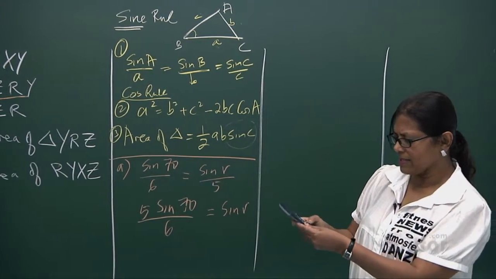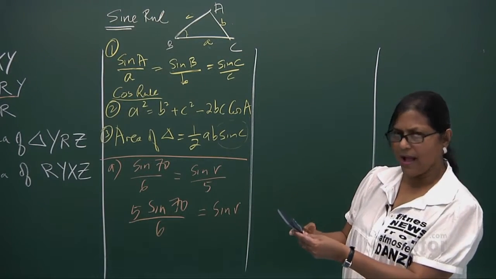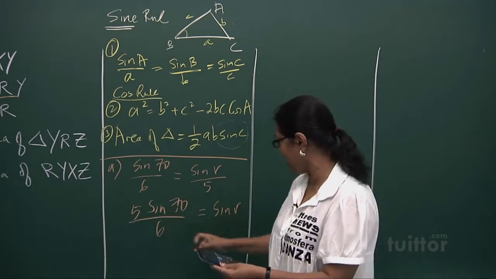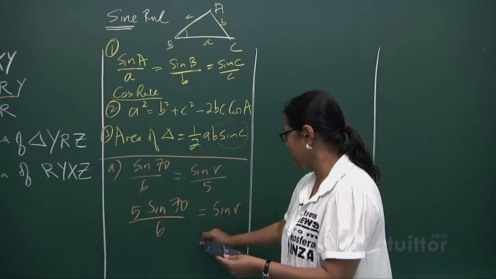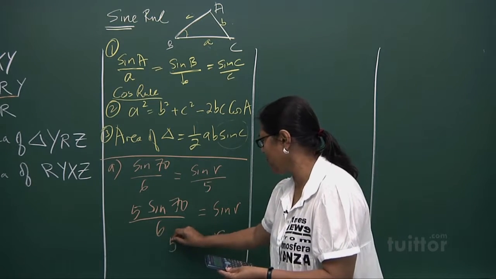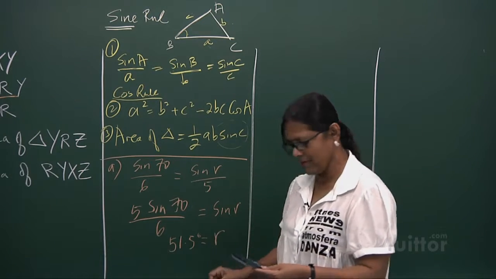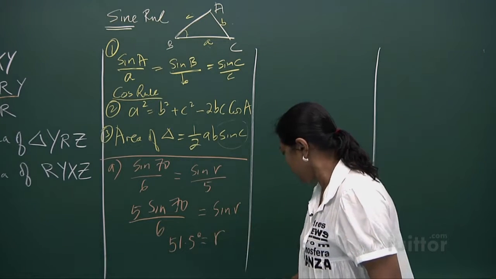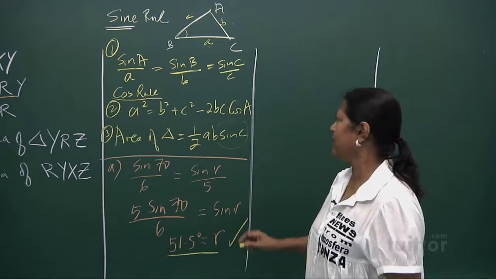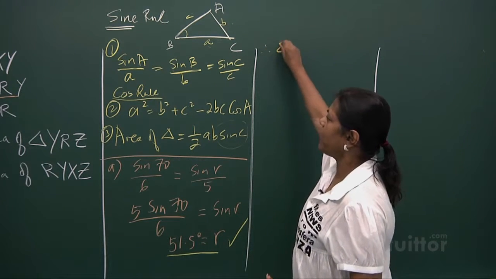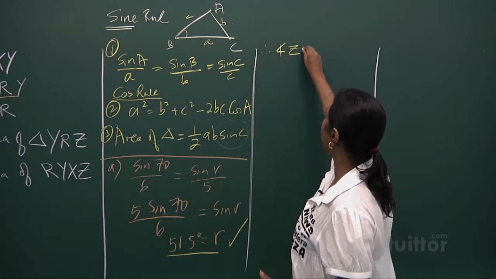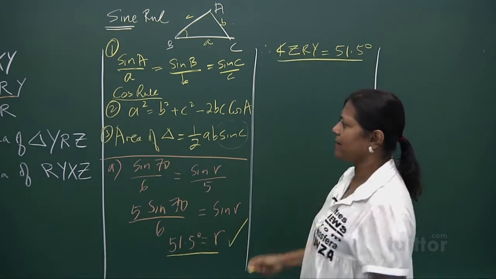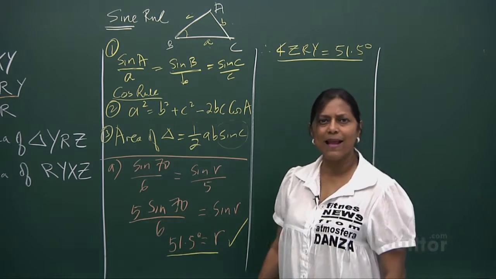Now you press inverse sine. Once you've got this answer 0.788, bring the sine over, press inverse sine, and you get 51.54 degrees. That's 51.5 degrees. You've got that, great. Now, once you've got your R, that is therefore your angle ZRY is 51.5 degrees. Done.